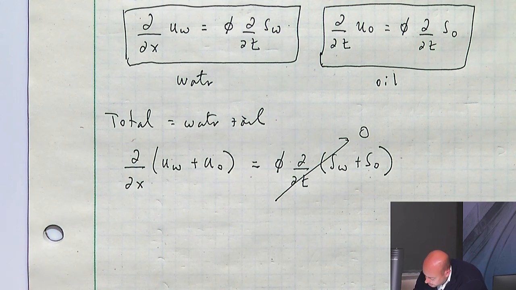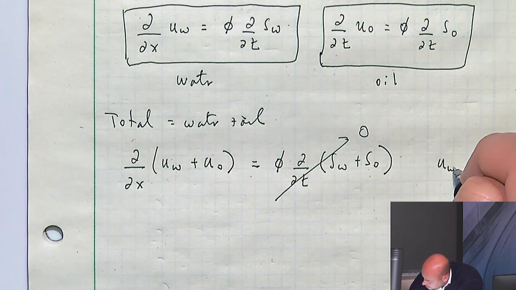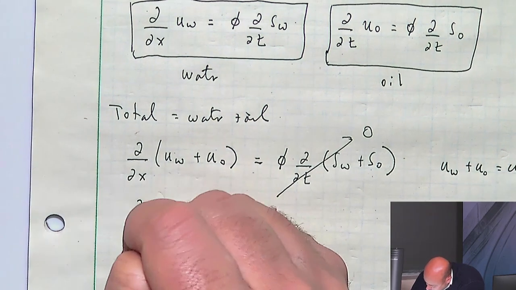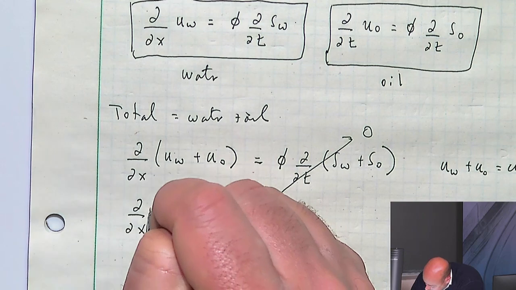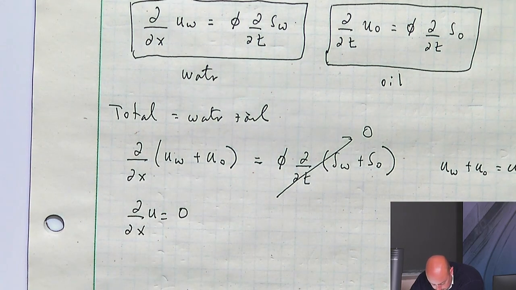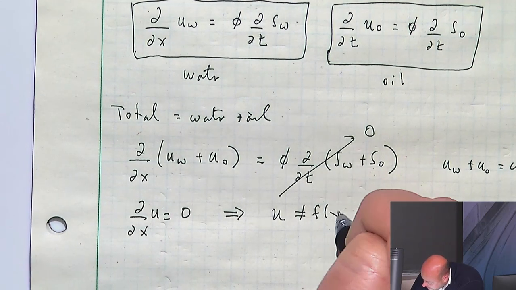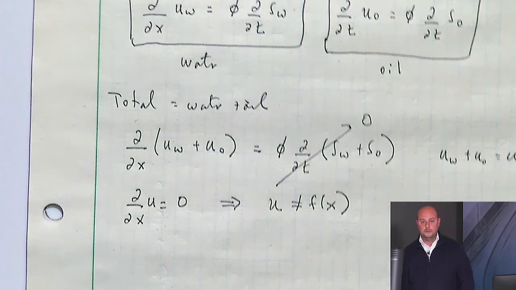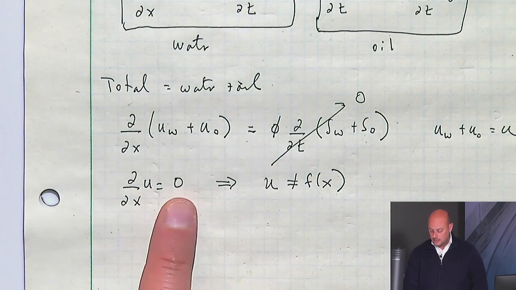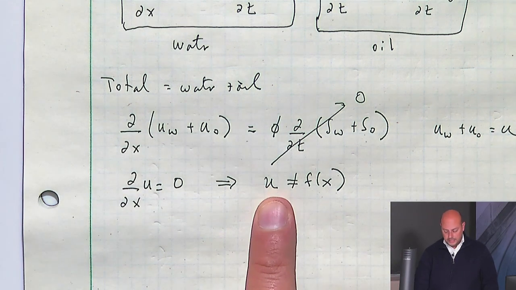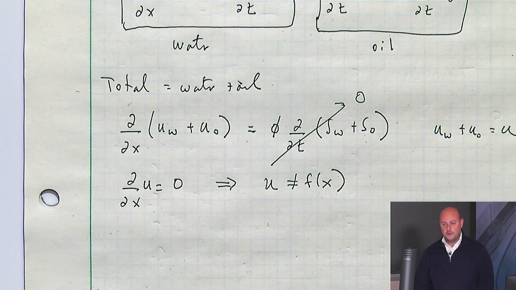And then UW plus UO is the total velocity U. So that means the partial with respect to x of U is 0. Or another way of thinking about it is the total velocity is not a function of x. So there's no change in total velocity with x. Again, this is only for the assumptions that we made. That means the total velocity at any position along your reservoir, or any position along your 1D rock core, is going to be constant, you know, 1 foot per day or something.